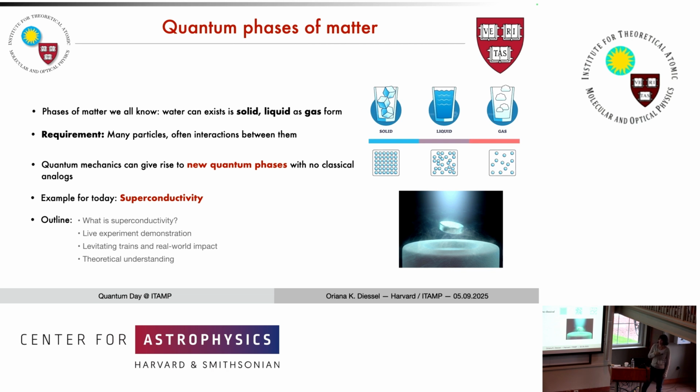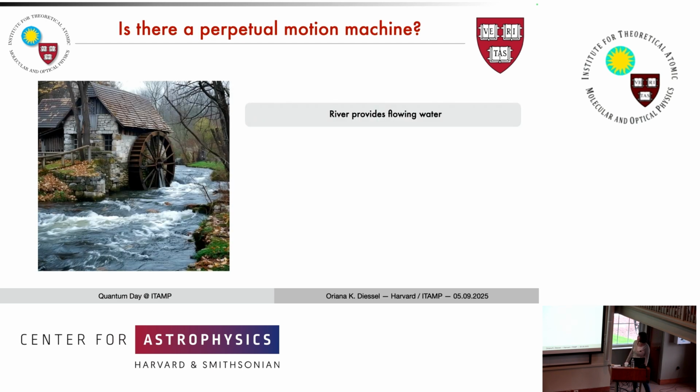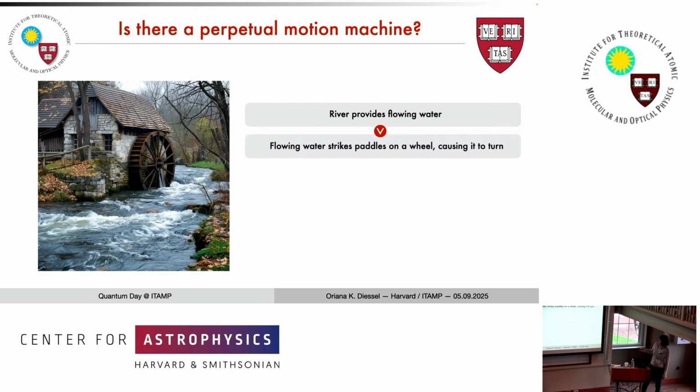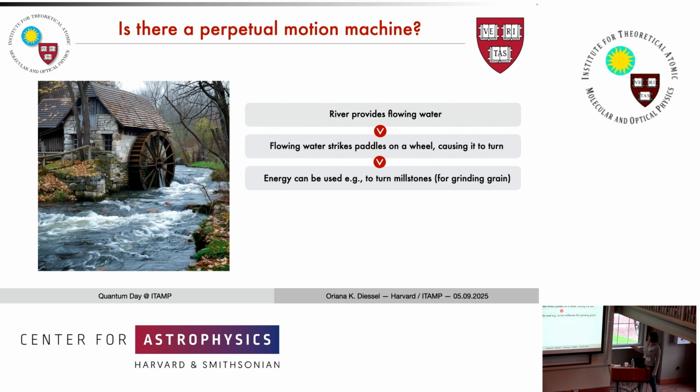In order to understand this a little better, let us go to an example we all know, which is watermills. Here you can see a watermill. We have a river that flows, and this flowing water causes the wheel to turn. The wheel is connected to a shaft, which itself is connected to gears that can maybe be used to grind grain, right? So the energy provided by the flowing water can be used to turn the mill stones. And this will operate as long as the river is flowing.